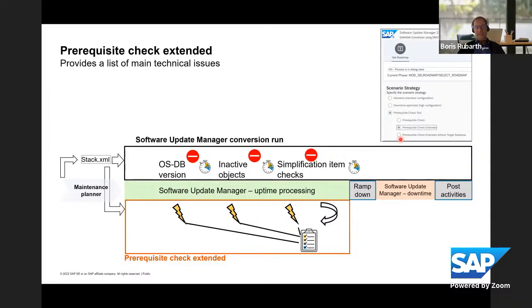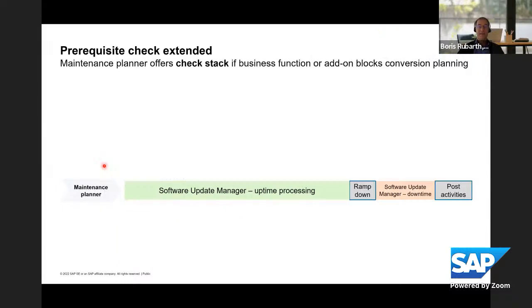Now, you know the maintenance planner, and the maintenance planner is responsible for providing the stack and the software archives. How about if the maintenance planner does not allow to calculate those software archives because there's an add-on blocking or a business function? Even then, you may execute the prerequisite check extended. That's the second slide on the prerequisite check extended.